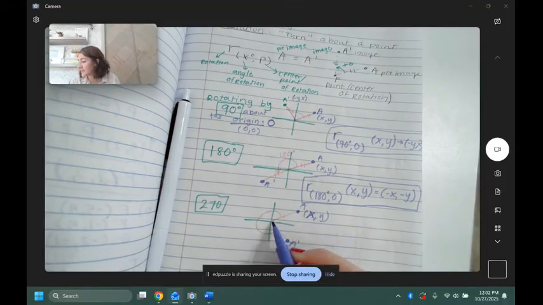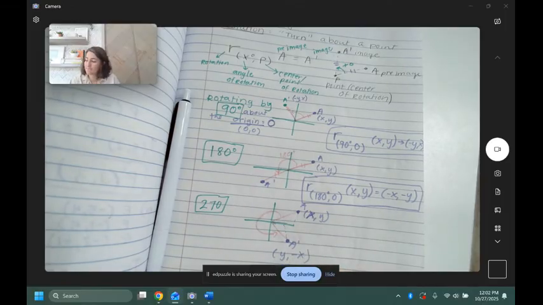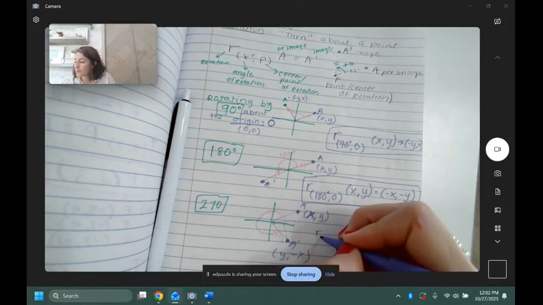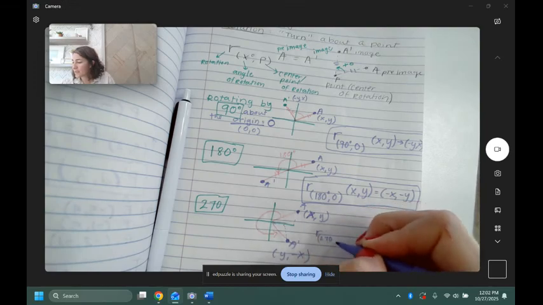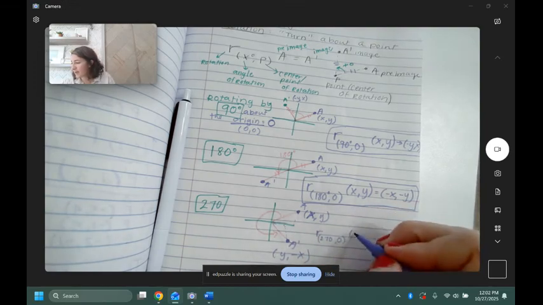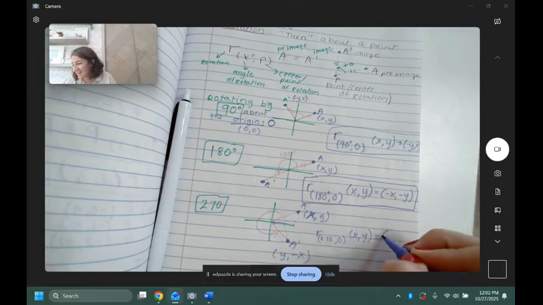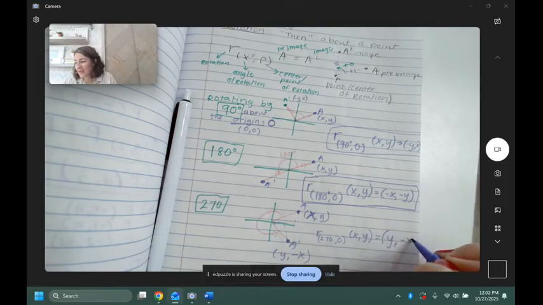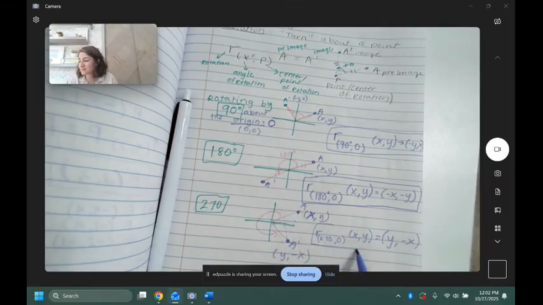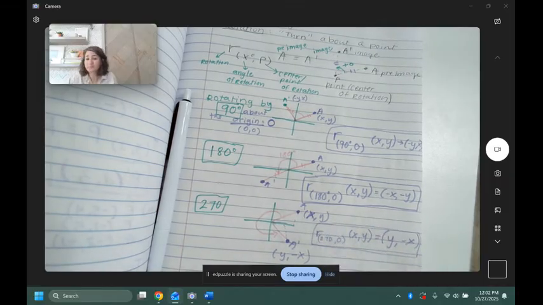And in this case, this one went over x, up y. It's going to go over y and down x. Like that. So a rotation of 270 about the origin of x, y is going to give you y, negative x. Shortcuts.